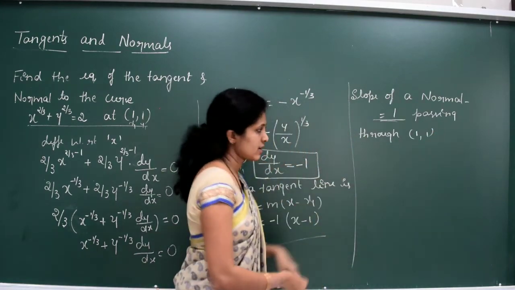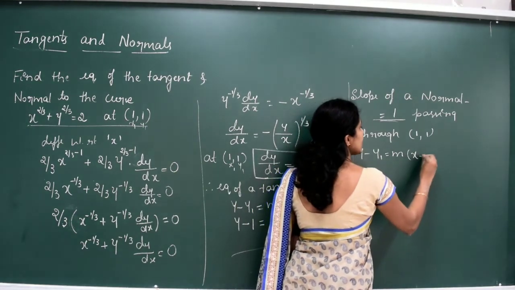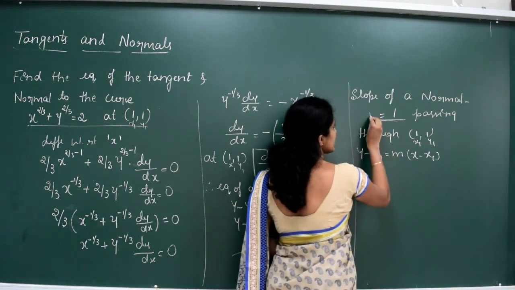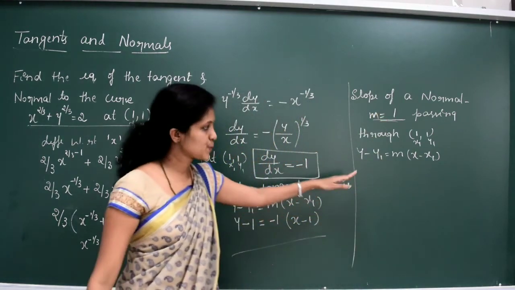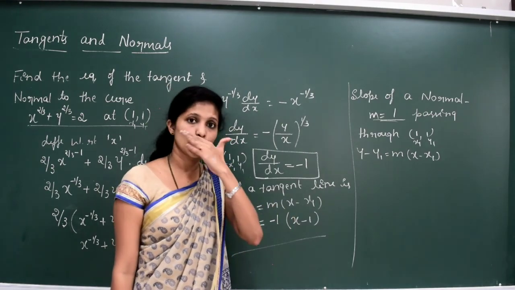Here also, apply the same. y minus y1 is equal to m into x minus x1. This is the x1 value and this is the y1 value and this is the slope m, and substitute and simplify so that you will get the equation of tangent as well as the equation of a normal.